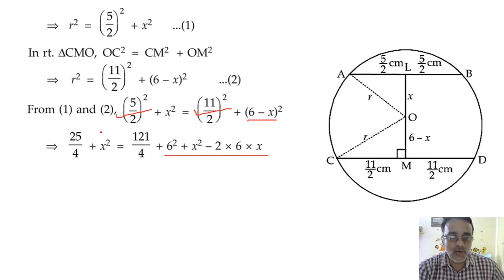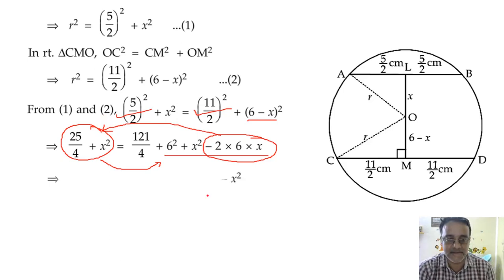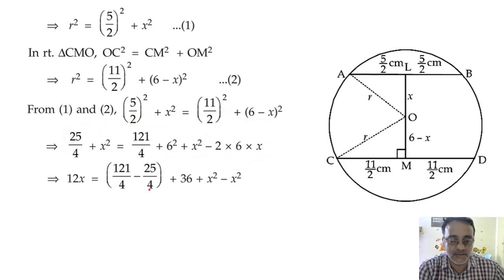Okay. Now we will shift this to this side. And this one we will shift to the left side. So this will become plus and this both will become minus. So we shifted it, see. Does anyone have any doubt till here?